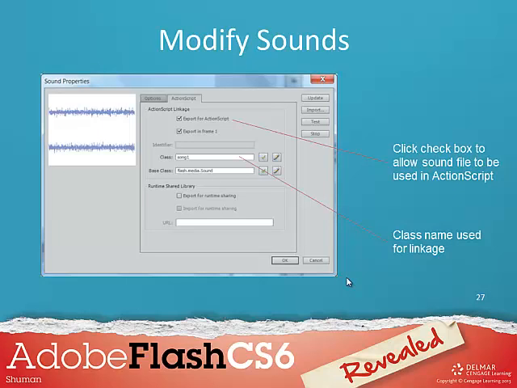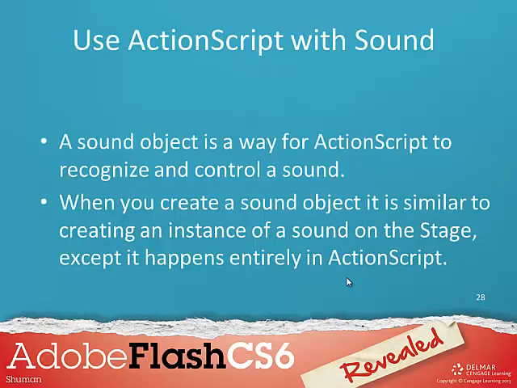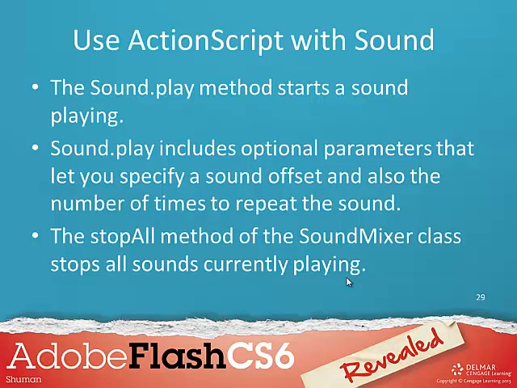You click the checkbox to allow sound files to be used in ActionScript and your class name used for linkage. A sound object is a way for ActionScript to recognize and control a sound, and when you create a sound object, it's similar to creating an instance of a sound on the stage, except it happens entirely in ActionScript. Your sound.play method starts the sound playing and includes optional parameters that let you specify a sound offset and also the number of times to repeat the sound.